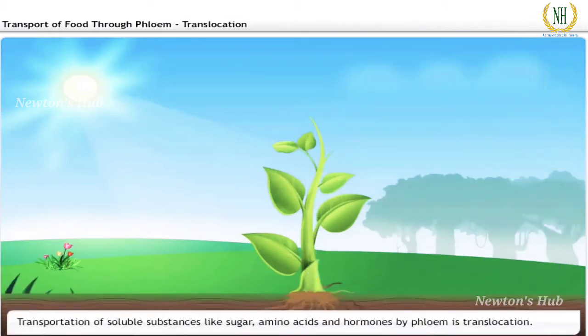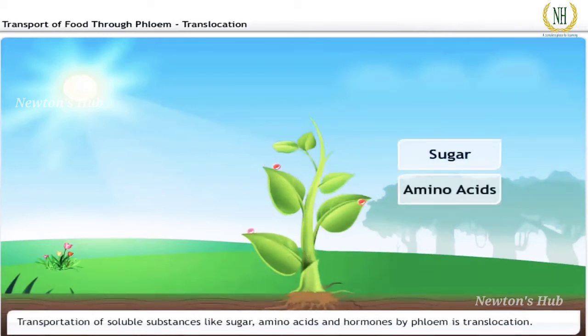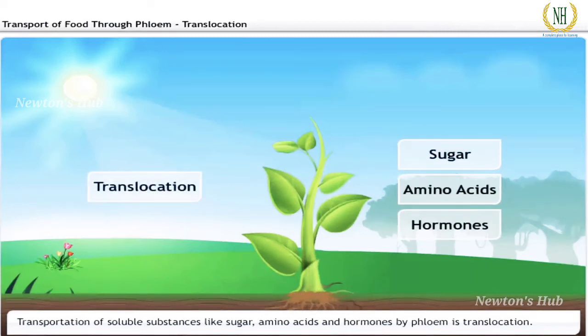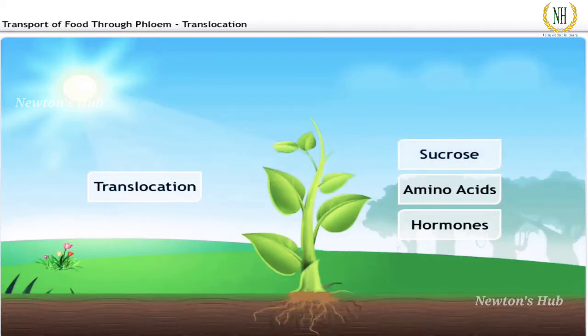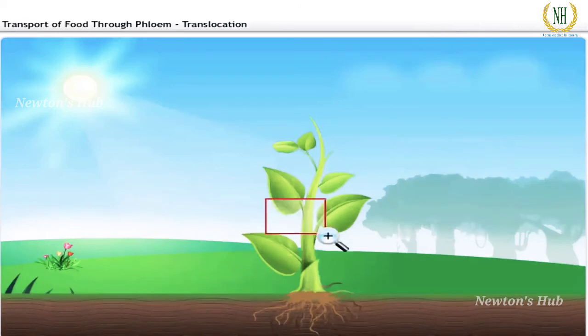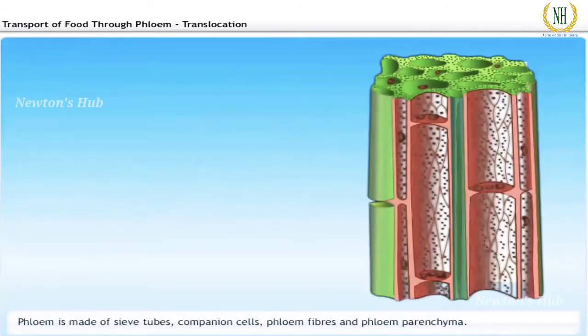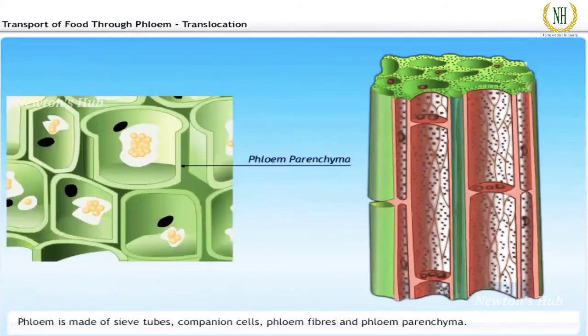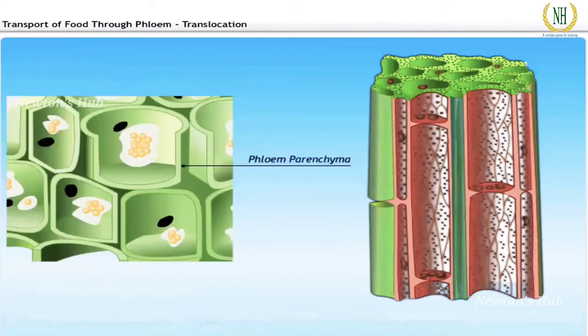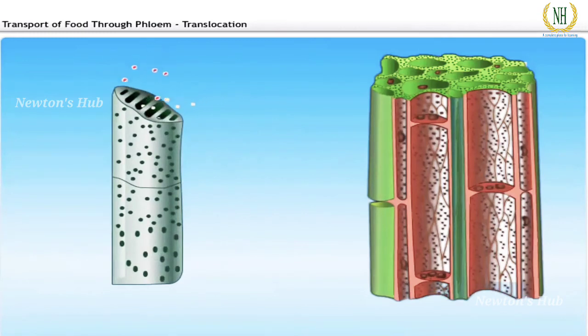Transportation of soluble substances like sugars, amino acids, and hormones by phloem tissue is called translocation. Sugar is translocated in the form of sucrose. Phloem is made of 4 types of cells: sieve tubes, companion cells, phloem fibers, and phloem parenchyma. Translocation takes place in the sieve tubes with the help of adjacent companion cells.